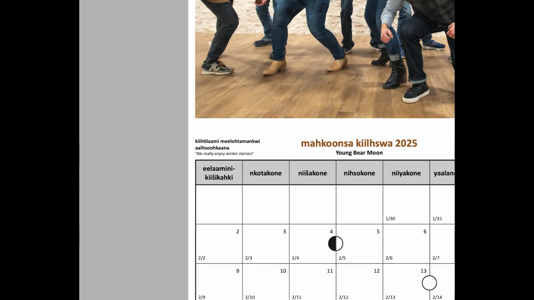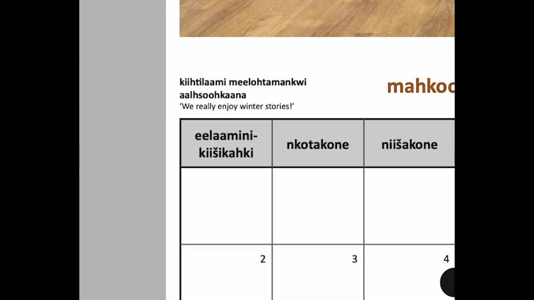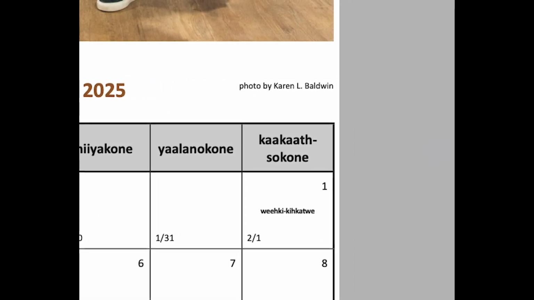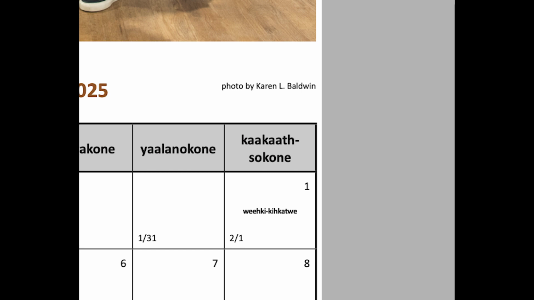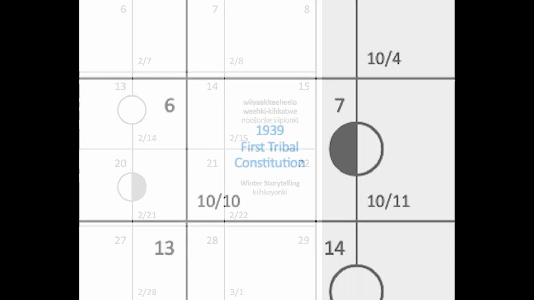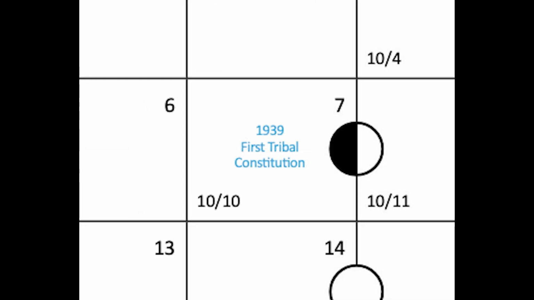The table is laid out with the week starting on the left with Myaamia Kiilhswaakani, Sunday, and ending with Kakasokone Kiilhswaakani, Saturday, on the right. The lunar date is in the top right corner of each box, with the corresponding Gregorian calendar date in the lower left corner. Each box may also contain event dates in black text or historical events in blue text.